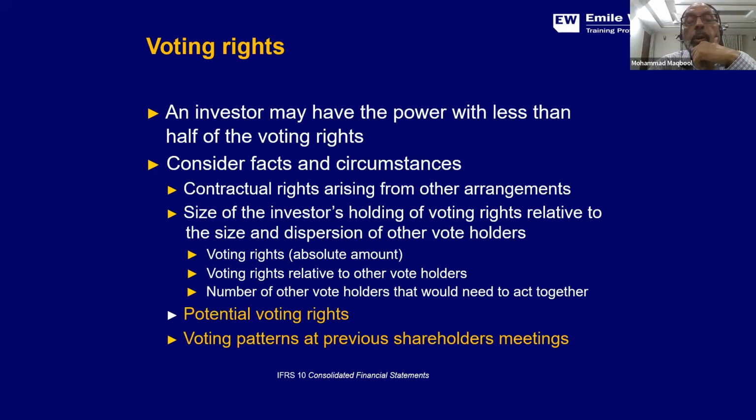The absolute amount of voting rights, relative to other voters: absolute amount means, say, they already have 60%. Or they have less, but the other voters have relatively very, very small shareholdings. Also the number of other vote holders that would need to act together. We have to look at whether the other people have the chance or practicality of acting together.